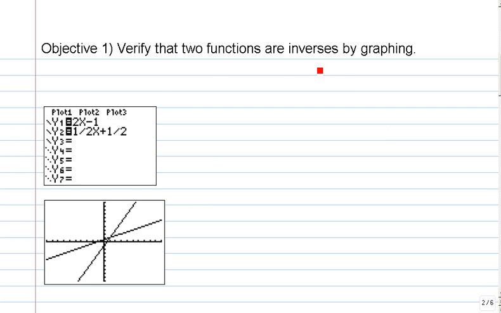To verify that two functions are inverses by graphing, I've actually already done some screenshots from the calculator. We look at y1 is equal to 2x minus 1 and y2 is 1/2 x plus 1/2. Whenever we graph those two, we see that those are symmetrical about the line y is equal to x. So that's one way that we can tell that those functions are inverses of one another.